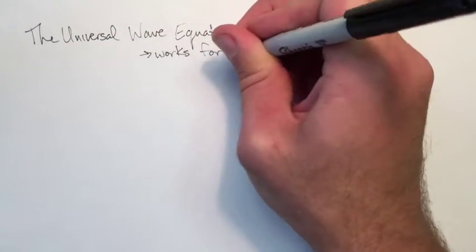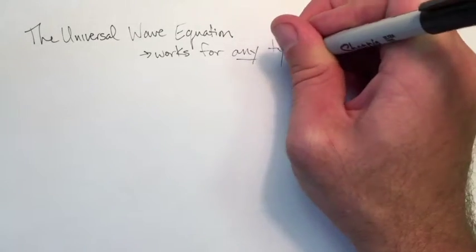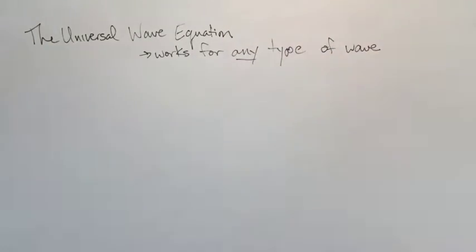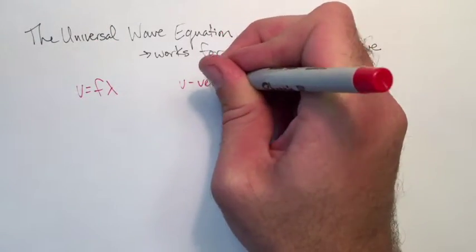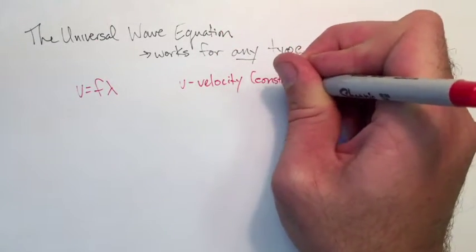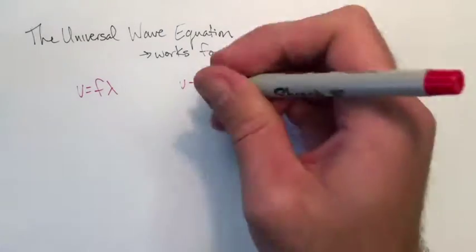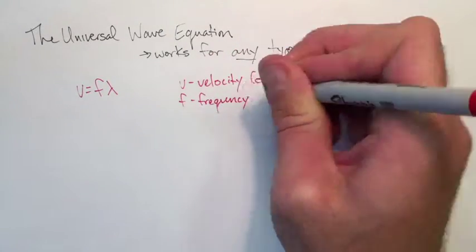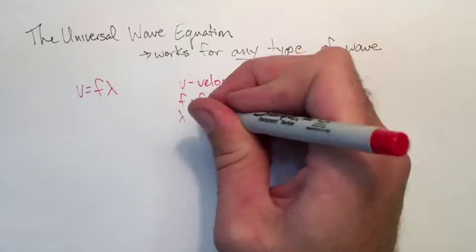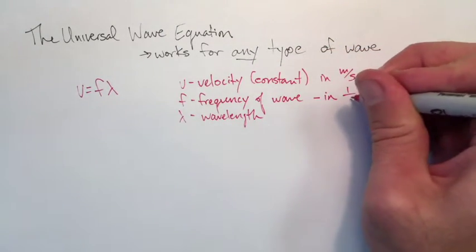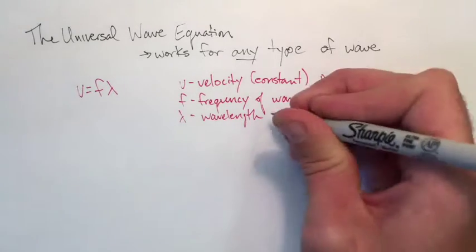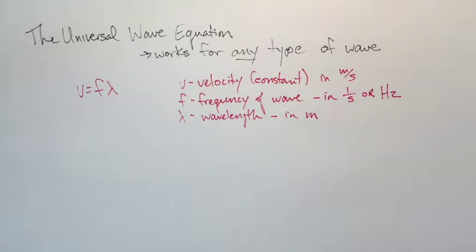Finally, all waves obey something called the universal wave equation. This equation works for any type of wave, transverse, longitudinal, torsional, or even electromagnetic wave. The equation listed there: the velocity equals the frequency times lambda, v = fλ. v is velocity in meters per second, frequency is in hertz, which is inverse seconds, and the wavelength is in meters.